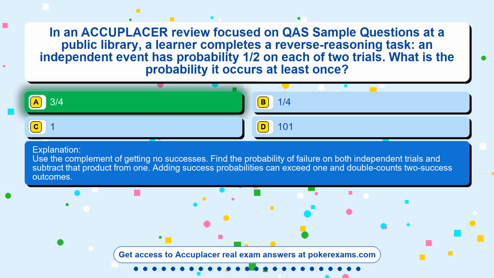Use the complement of getting no successes. Find the probability of failure on both independent trials and subtract that product from 1. Adding success probabilities can exceed 1 and double-counts 2-success outcomes.